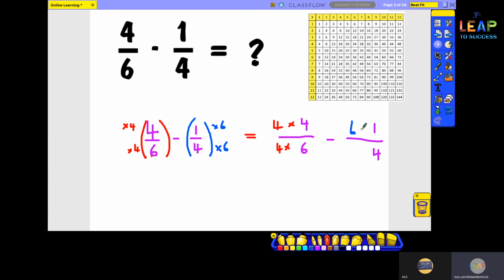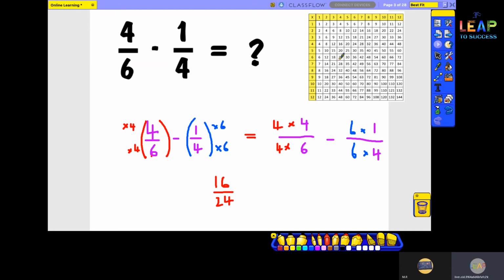I'll keep the color coding so you can match them up and see what I've done. As you can see, we were multiplying by the opposite denominator, times by 6 and times by 6. You do the numerator times by 6 and the denominator times by 6. Now, all we need to do is work these out. So 4 times 4 is 16 and 4 times 6 is 24.